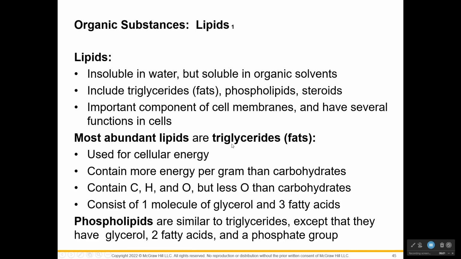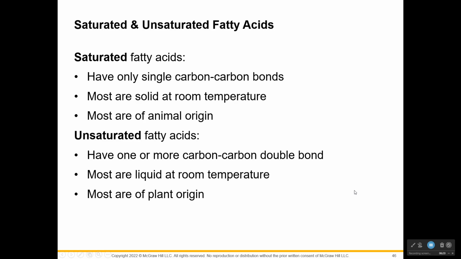So why is it called triglyceride? There's a glycerol molecule and 3 fatty acids, so they call it triglyceride. And I already told you about phospholipids that make up the cell membranes. They're similar to triglyceride. Just take one of those fatty acids off and replace it with a phosphate group, and you have a phospholipid. Now, fatty acids can be categorized as saturated or unsaturated.